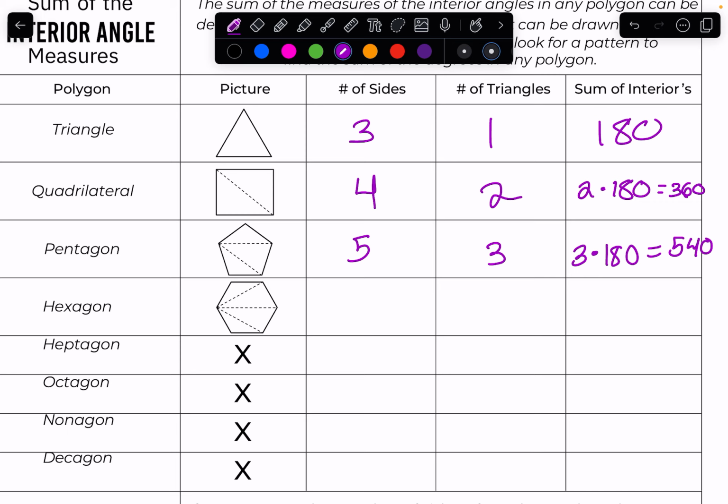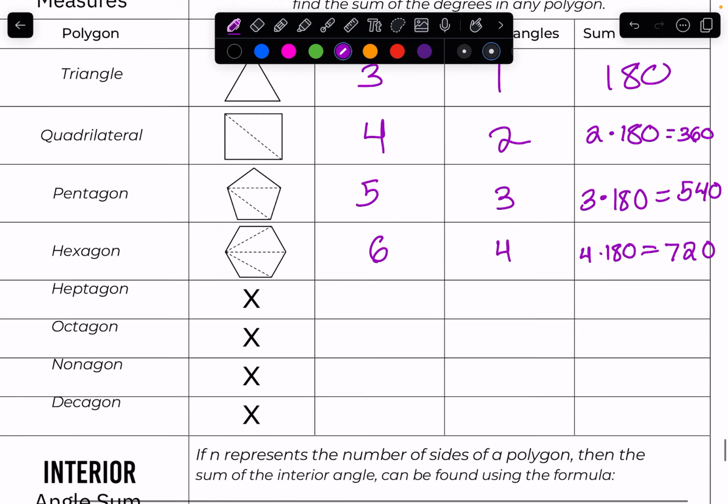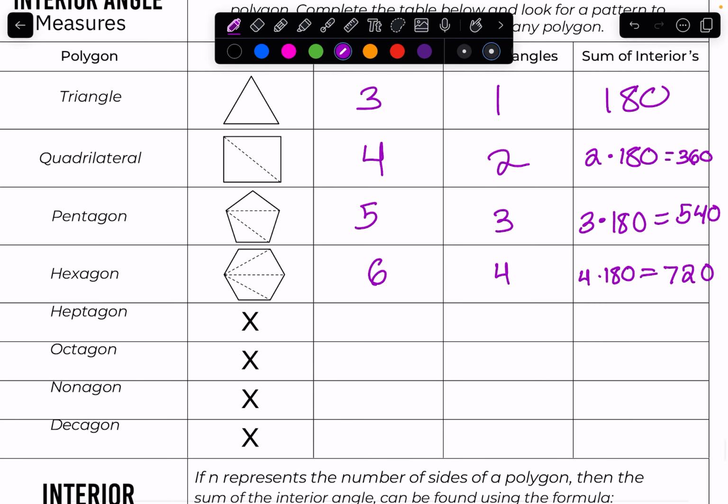A hexagon has 6 sides. There are 4 triangles in this diagram. So again, 4 times 180 is equal to 720. Now, if we were going to continue, we didn't draw the heptagon, octagon, nonagon, and decagon, but you would know 7, 8, 9, and 10.